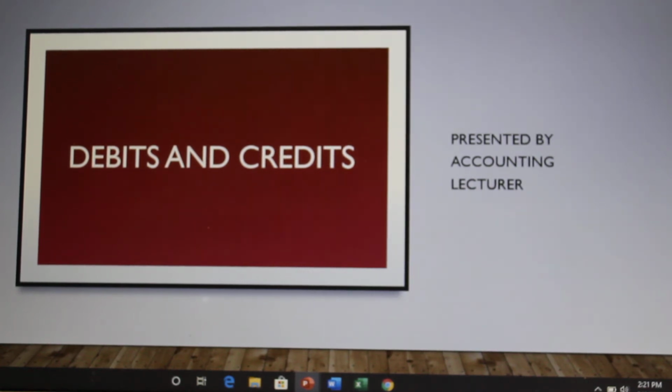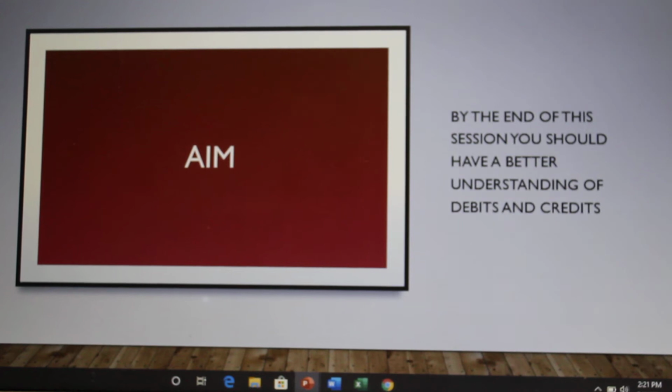This session is going to be an exciting one because we're going to look at debits and credits. Debits is receiving, credits is giving. Our objective is to understand the principles of debits and credits. By the end of this session, you should have a better understanding of debits and credits.